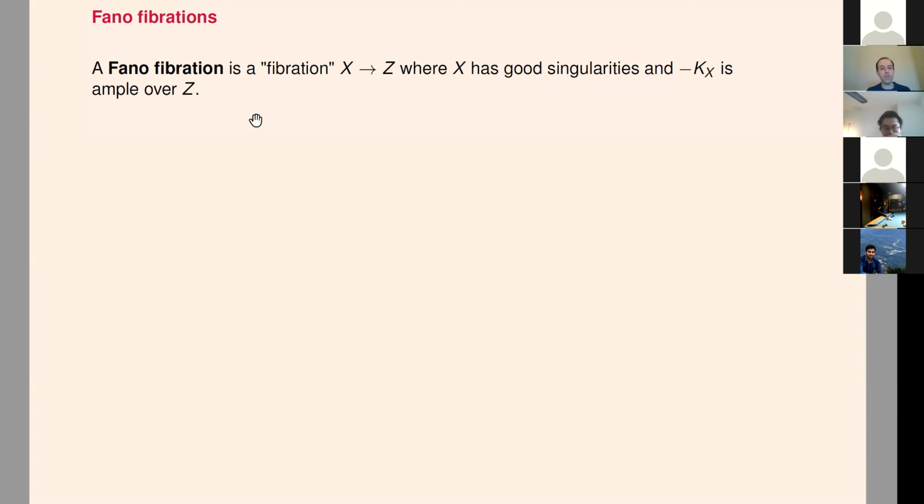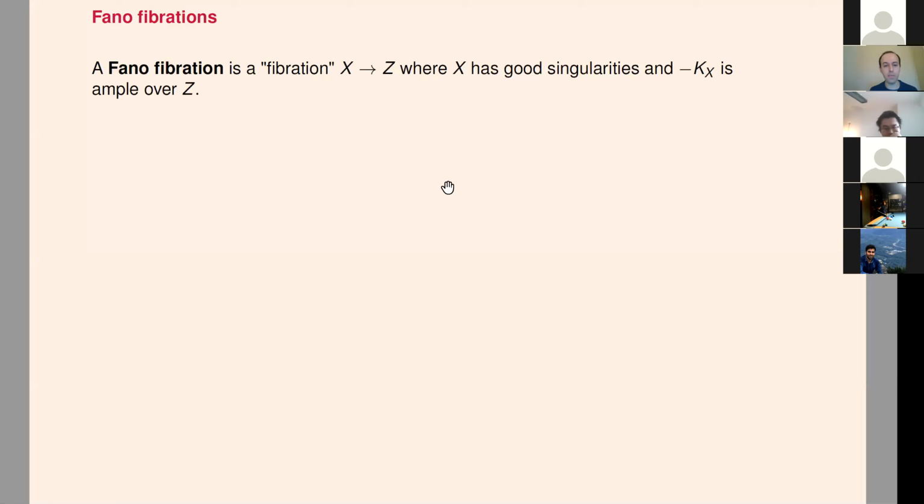A Fano fibration is a fibration from X to Z, where X itself has some kind of good singularities, and minus K is ample relatively over Z. So globally, of course, X itself may not even be projective, but X is projective relatively over Z, and minus K is ample relatively over Z. Now, by fibration here, I mean basically just a morphism with connected fibers. So its fibers may be zero-dimensional, or even X to Z may be the identity.